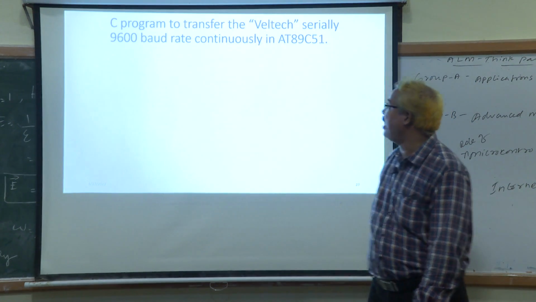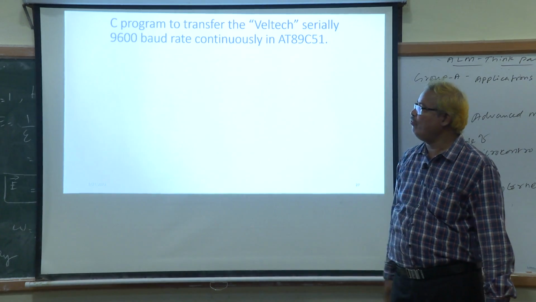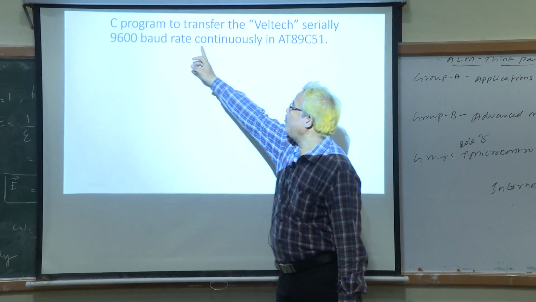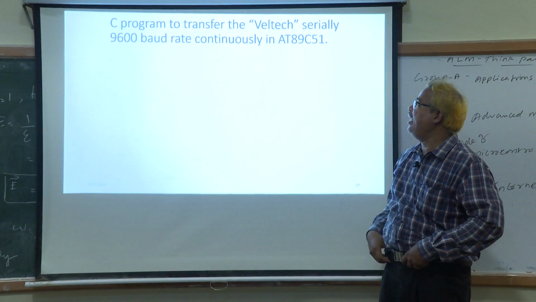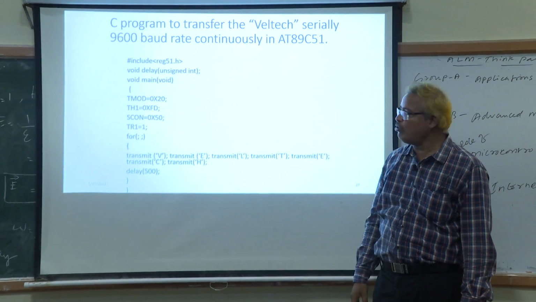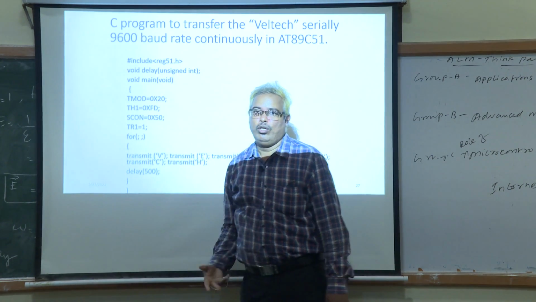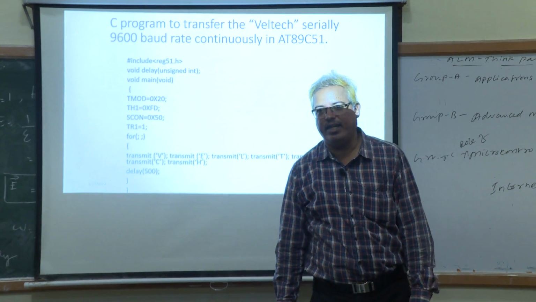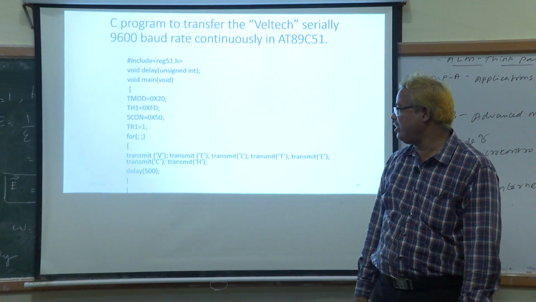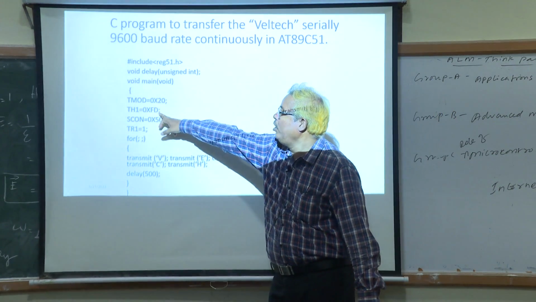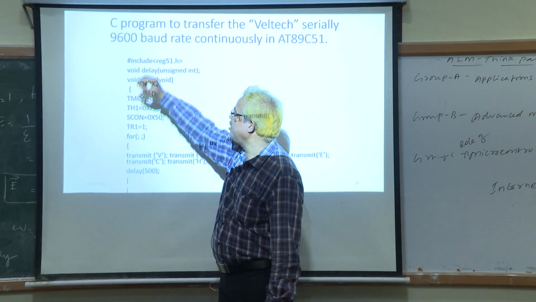So now, a C program to transmit "Vailtech" serially with a baud rate of 9600 continuously in the 89C51. In order to set the baud rate to 9600, the initial value of the timer will be 0xFD. 0xFD for setting the baud rate 9600.